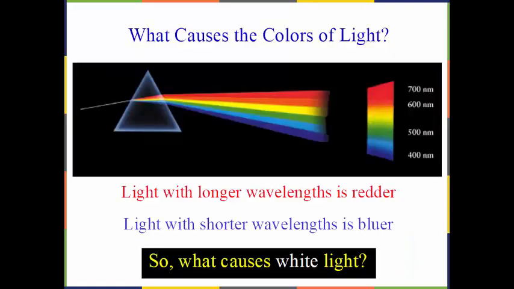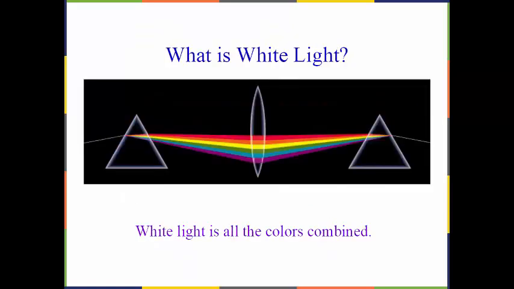We find that violet light has a wavelength of about 400 nanometers, green about 500 nanometers, and red about 700 nanometers. Lights with longer wavelengths are redder, and lights with shorter wavelengths are bluer. So what causes white light? White light is just the combination of all the colors combined.